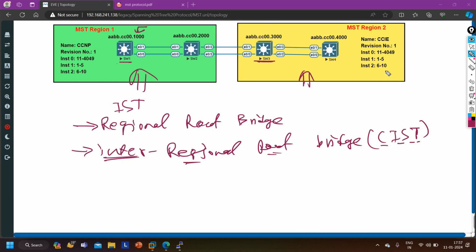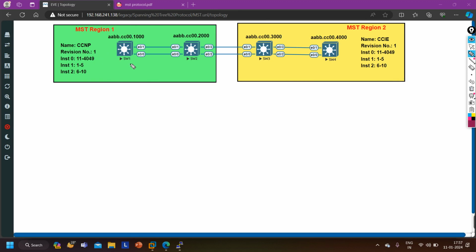So in the entire domain, which switch has the lowest MAC address? Because the priority is the same on all switches, it is switch number 1. Switch number 1 has the lowest MAC address. So switch 1 is going to become the CIST as well. In this scenario, switch 1 becomes the regional root bridge, and this switch is also going to become the inter-regional root bridge, that is CIST.